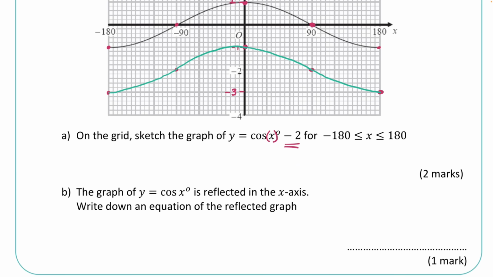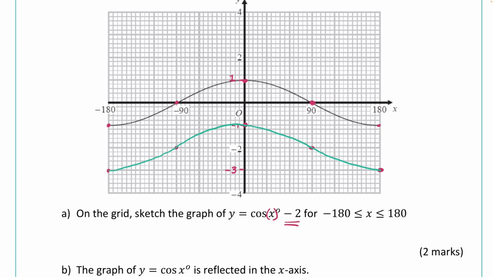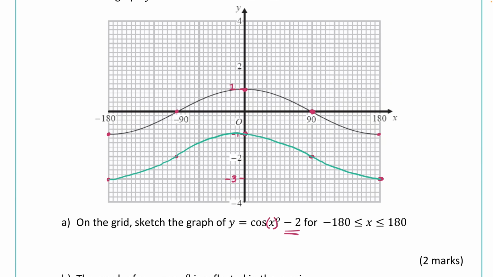Now part B here says the graph of y equals cos x is reflected in the x-axis. Write down an equation of the reflected graph. Now the reflection in the x-axis, if we think about the actual curve here, I'm going to go for this point here. If I reflect that in the x-axis, which is this horizontal line here, that point would reflect up to here, and it's the y-coordinate which changes.